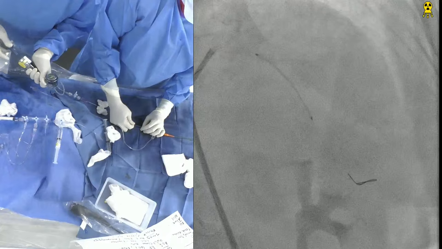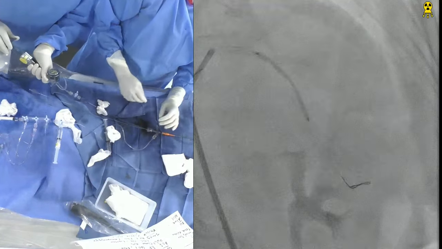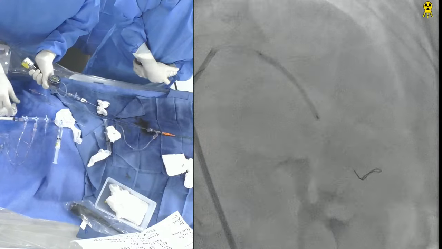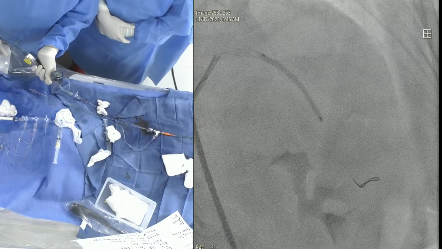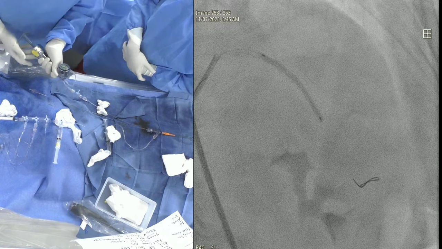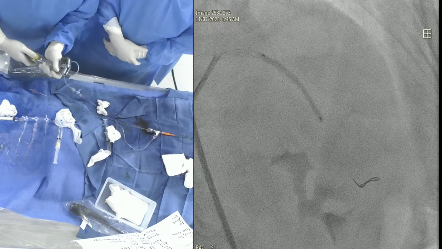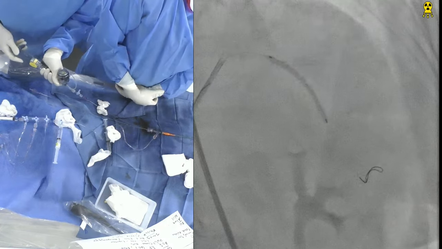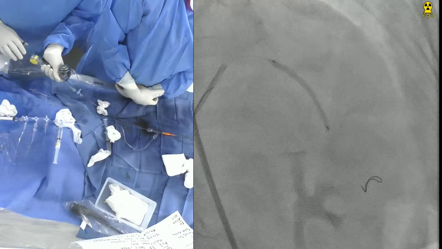We'll go 12 atmosphere because the distal vessel is just 2.5. Proximal is 2.75. So let's go to 12 atmosphere. Let it open by itself. Leave it 10 to 20 seconds. Negative. And we do one more. Sharpen your IVUS.